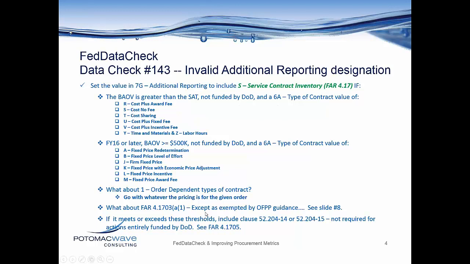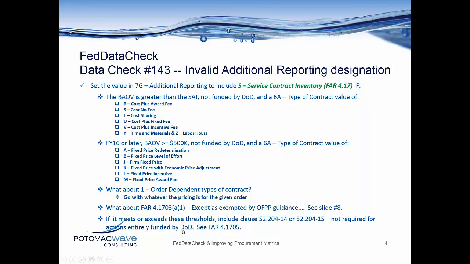So we went through that. What about order dependent? The one thing we didn't go through was order dependent. Obviously go with whatever the price is for the given award. So if the IDV has an order dependent type of contract pricing, then when the orders are being issued, you apply the threshold based on the type of contract pricing for the individual order.